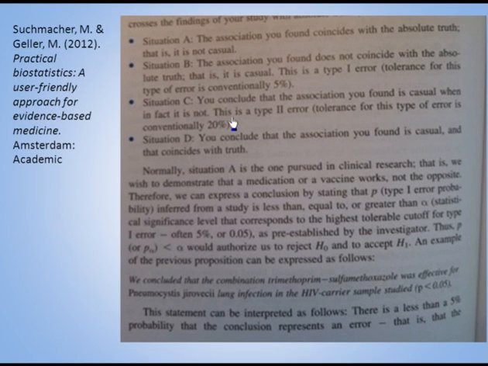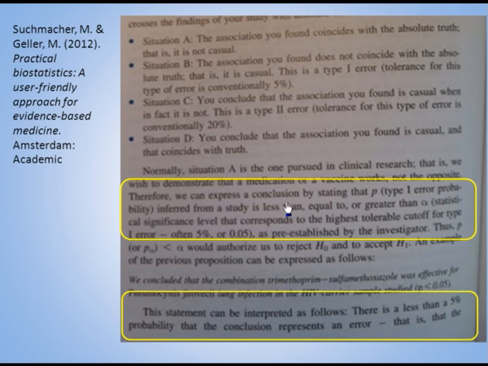All right. Here we have: we can express a conclusion by saying that p, the type 1 error probability, is less than or equal to or greater than alpha. Statistical significance level corresponds to the highest tolerable cutoff for type 1 error, as pre-established by the investigator. So simply identifying p with type 1 error probability is an incorrect identification. Here they make the same wrong conclusion. The statement can be interpreted as follows: there's a less than 5% probability that the rejection of the null hypothesis represents an error. Simply not true.